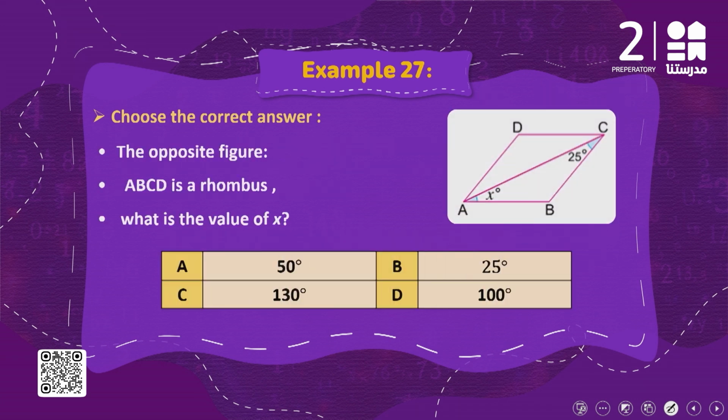In the opposite figure, ABCD is a rhombus. What is the value of x? You know that in a rhombus, the opposite angles are equal. The angles facing each other are equal. So if this part is 25, this one must be 25 as this one.